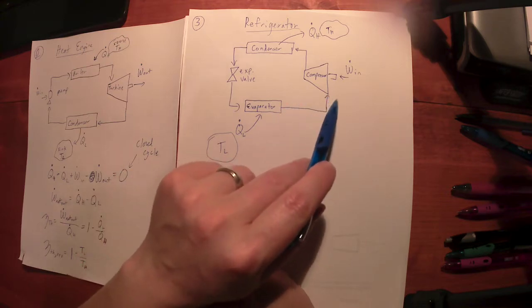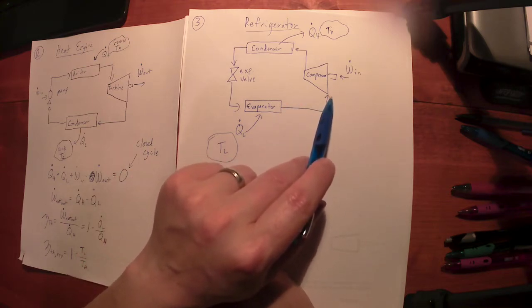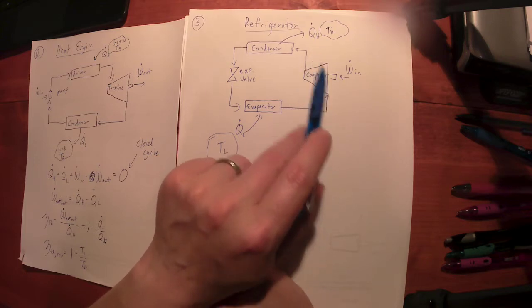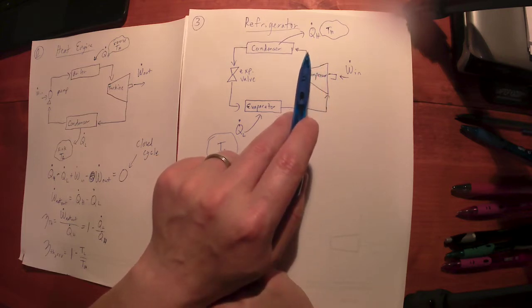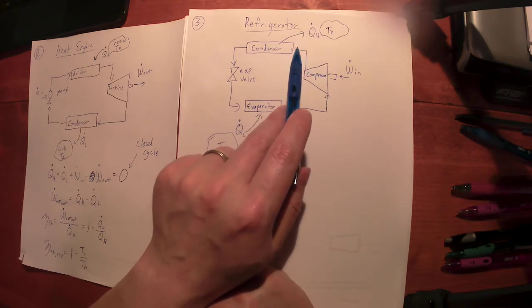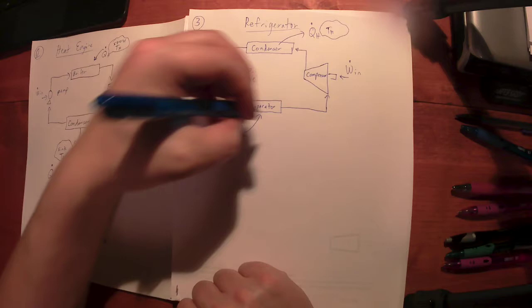Compressor takes the low pressure, low temperature refrigerant, adds some energy to it that increases the pressure, and if it's a vapor, it's going to increase the temperature. Then I've got screaming hot, high pressure refrigerant ready to go back and repeat the process.